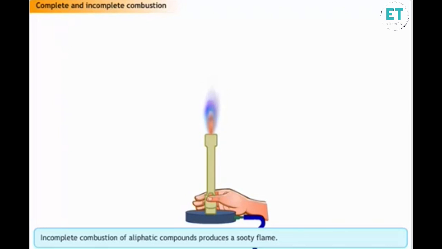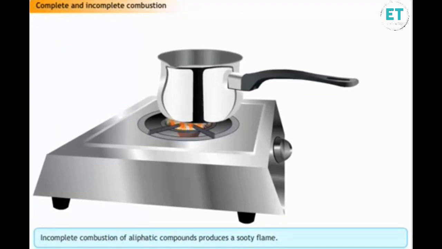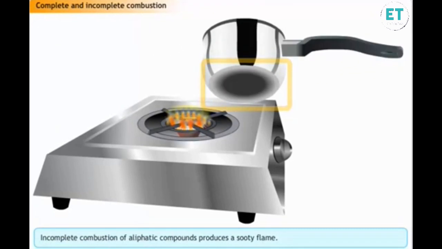As the amount of air decreases, the gas in the burner burns with a sooty flame and produces black smoke. This is because there is insufficient oxygen available for complete combustion. So we can conclude that saturated compounds on incomplete combustion produce a sooty flame. This is why the bottoms of pots and pans get blackened by the flame from domestic gas burners when the air holes have not been cleaned for some time.